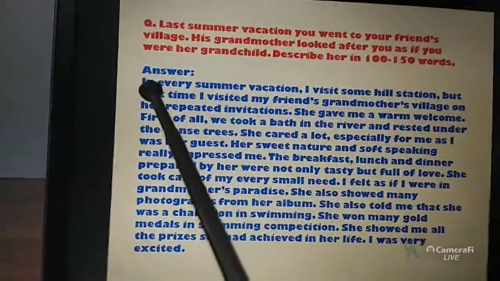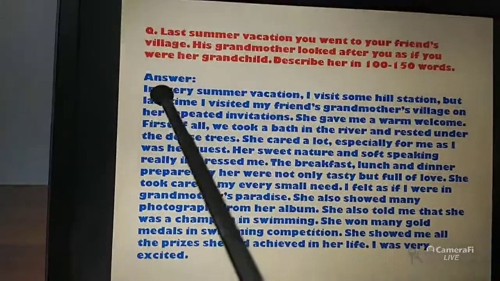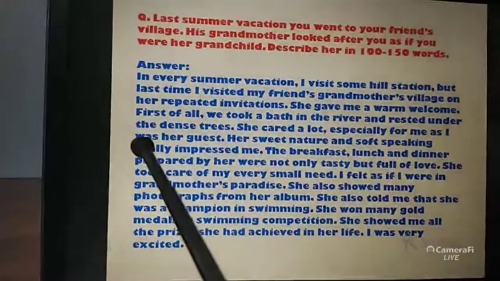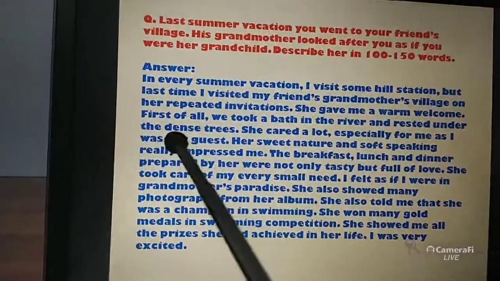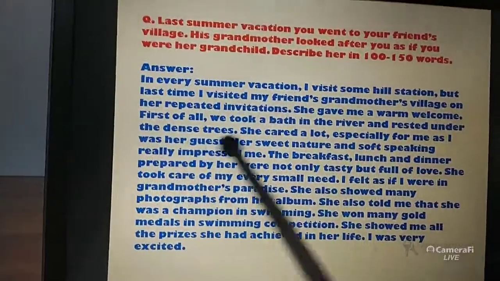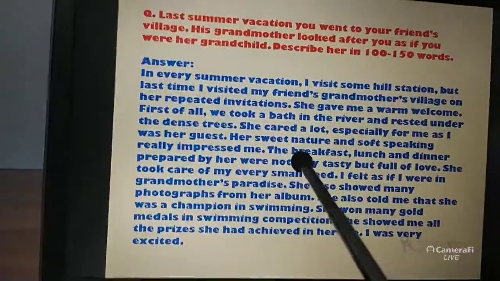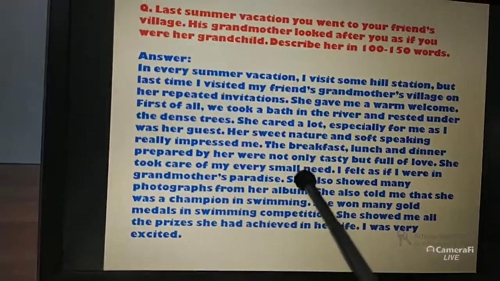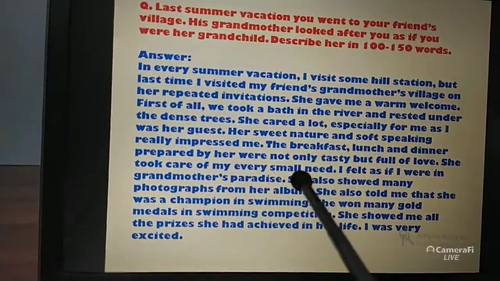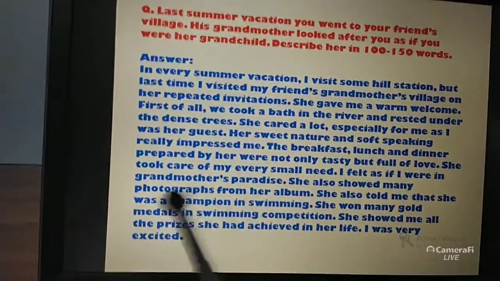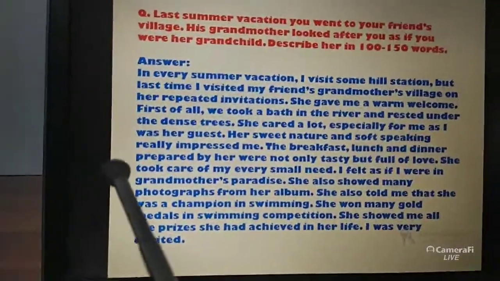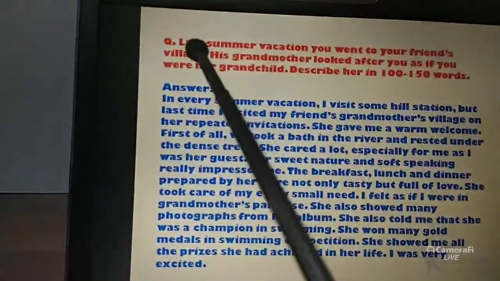First of all, when did you visit that? How did you receive that person? What did she do for you? What is her nature? What did she serve? What work did she do? What was her behavior? So everything you need to describe. Now how will you describe that? That comes a question. So the question is given here.